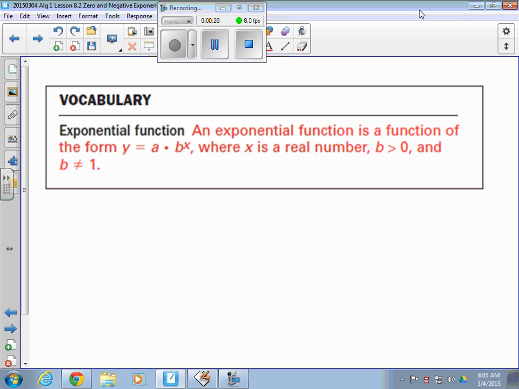First thing is a definition of an exponential function. An exponential function is a function of the form y equals a times b to the x power, where x is a real number. B is, notice it says greater than 0. That's just code. That means positive. And b is not 1. So that's your exponential function. It's b raised to an exponent, that's not 1 and it's positive.